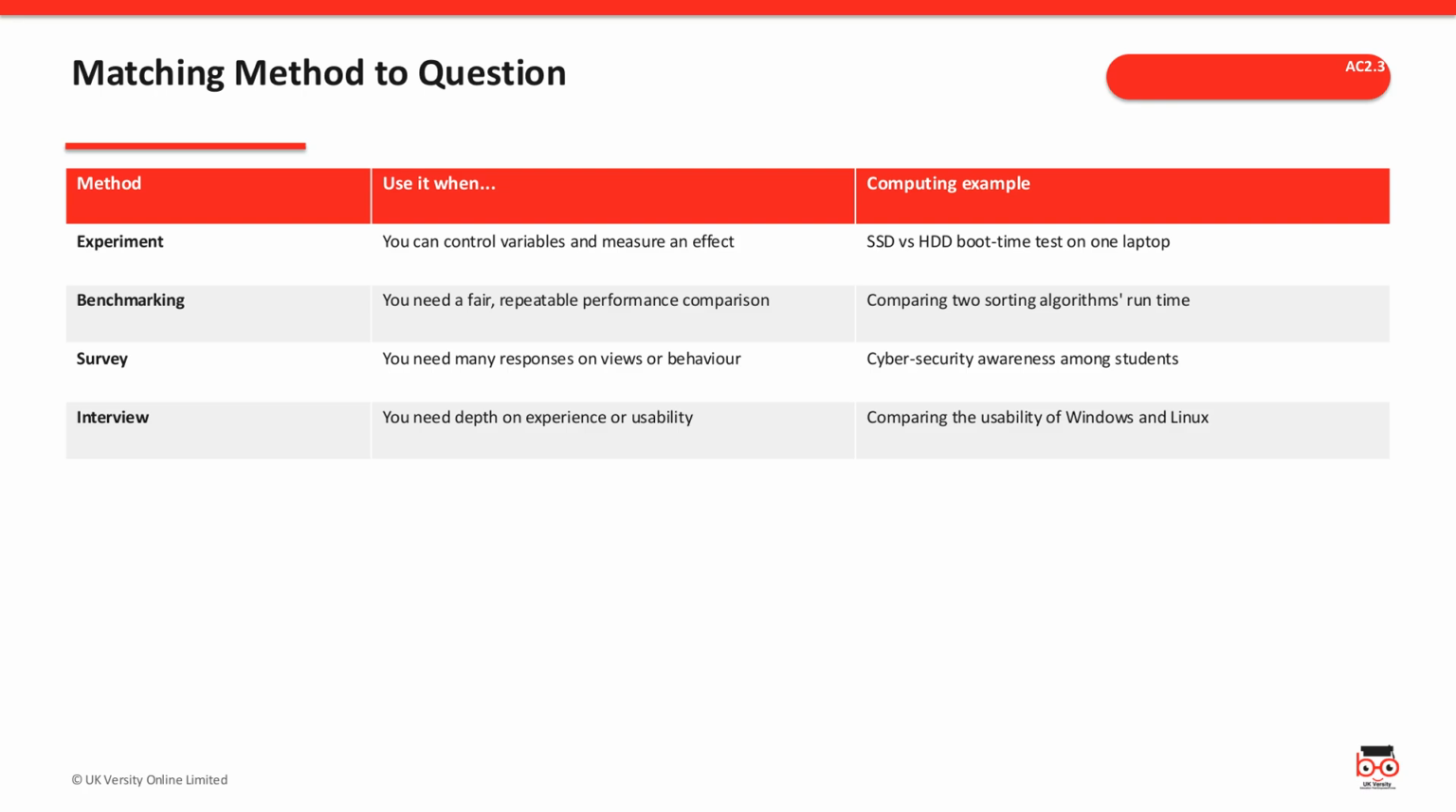Let's make that matching really concrete. Reach for an experiment when you can control variables and measure an effect, like a solid-state versus hard drive boot test on one laptop. Use benchmarking when you need a fair, repeatable performance comparison, say between 2 sorting algorithms' run times. Choose a survey when you want many responses on views or behavior, such as cybersecurity awareness among students. And pick an interview when you need depth on experience, for instance, comparing how usable people find Windows and Linux.